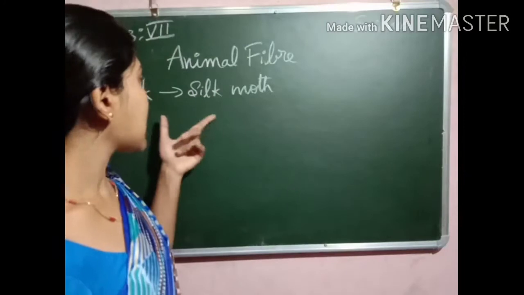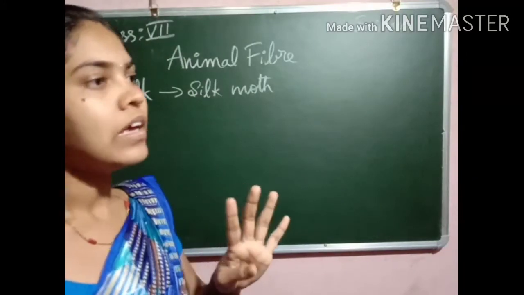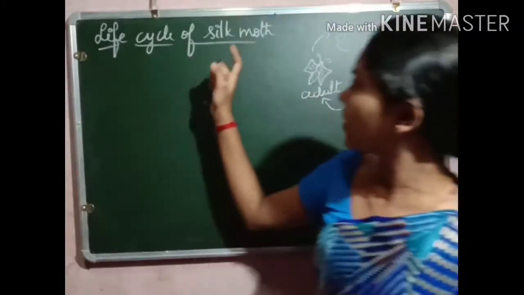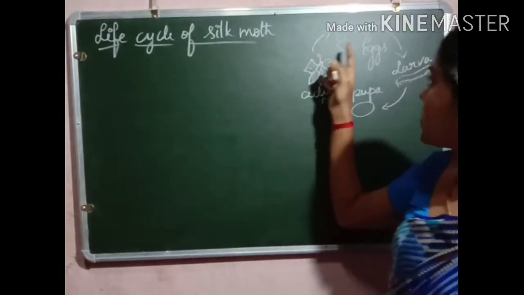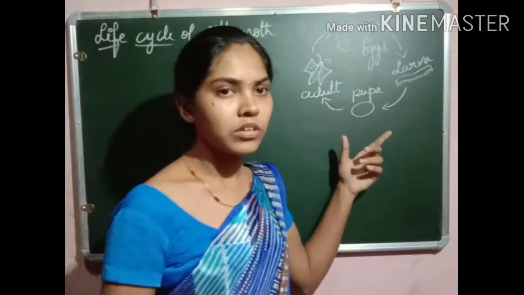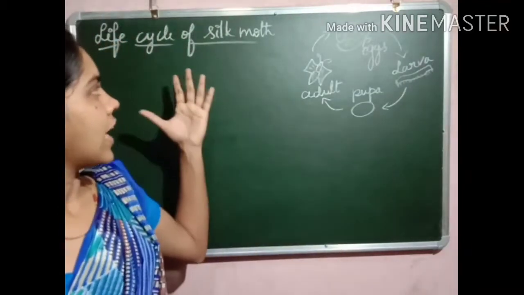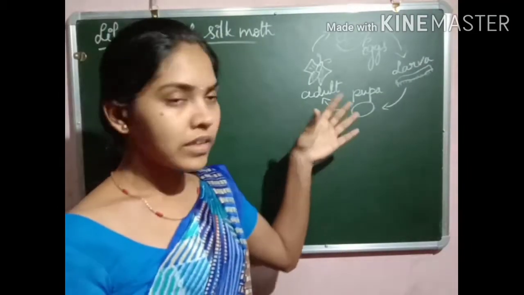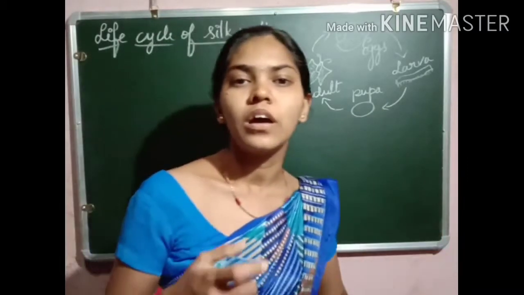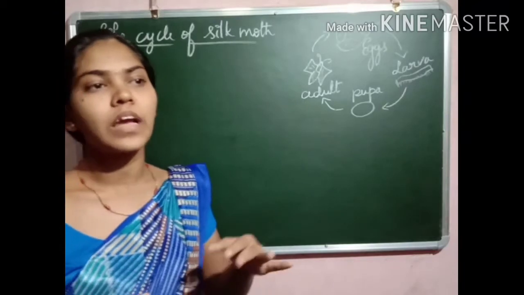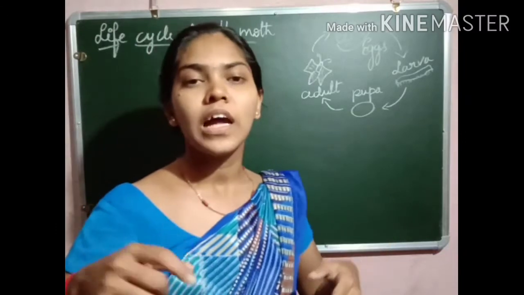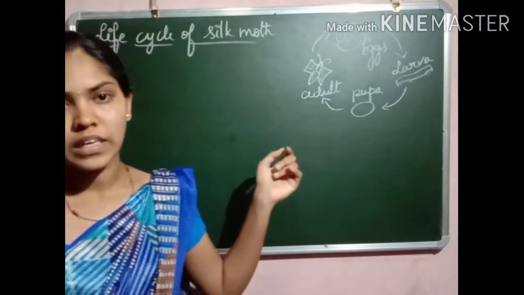In the life cycle of the silk moth there are mainly 4 stages. Now let us discuss the life cycle of the silk moth. The entire lifespan of this silk moth is just a couple of months, which means they live only for 2 months.